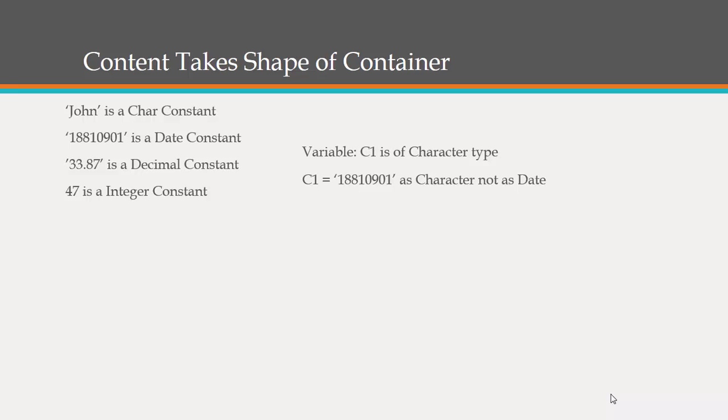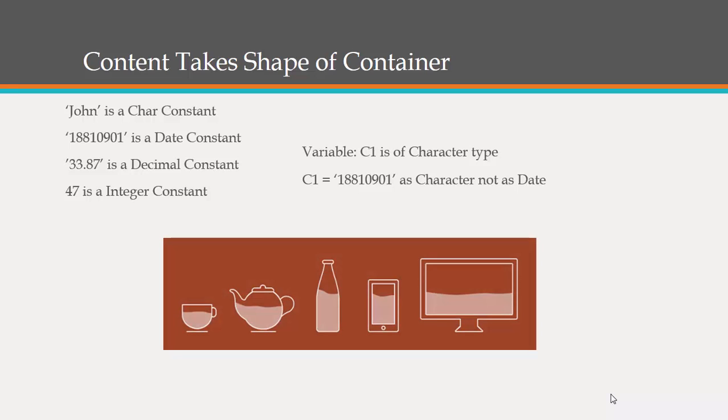So even though the date 1881 is of type date, when it is stored in C1, which is the character type, it will be stored as a character value as the variable is of type character. Here the terminology is: variable is the container and constant is the content. Thus, content takes the shape of the container. So whatever the content may be, it depends on the container that is holding it. If it is of decimal type, it will be converted into decimal. If it's of integer, it will be converted into integer type, and so on.